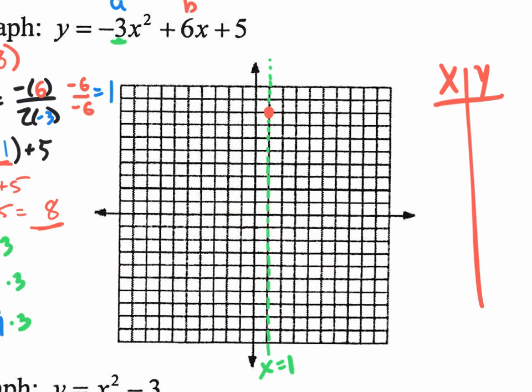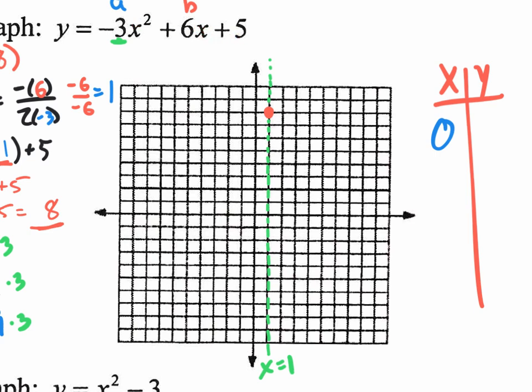So check this out. Here's my axis of symmetry. My x value of 0 is on this side. I want to plug in 0, and let me show you how easy it is to plug in 0. You don't actually do any math. Well, we will the first time. Plug in 0 right here for x, 0 right here for y. 0 squared is 0. Negative 3 times 0 is 0. 6 times 0 is 0. 0 plus 0 is 0. And 0 plus 5 is 5.